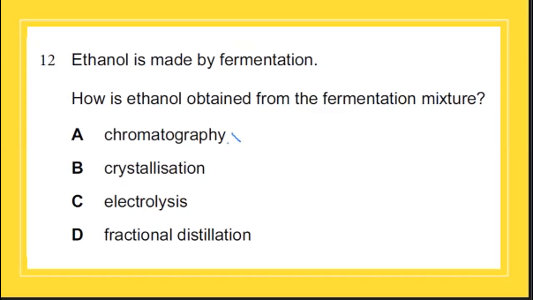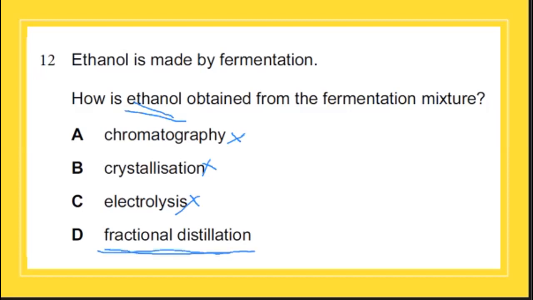Crystallization is the formation of crystals. We're not trying to make crystals, we're trying to get ethanol. So this is not the answer. Electrolysis is the splitting of a compound by electricity, right, to obtain the relative ions. We are not splitting anything. In fact, we are trying to form or make ethanol. So the only thing we are left with is fractional distillation.